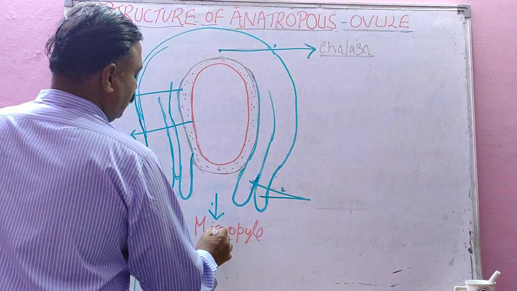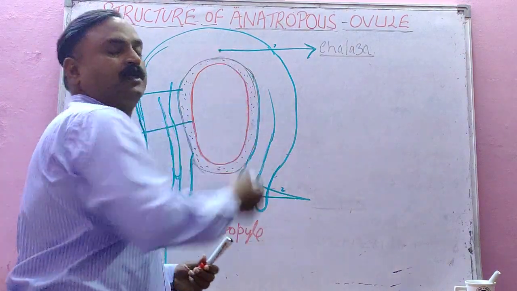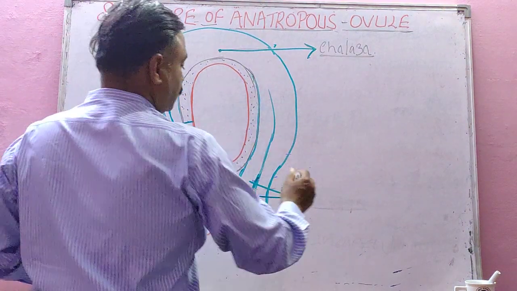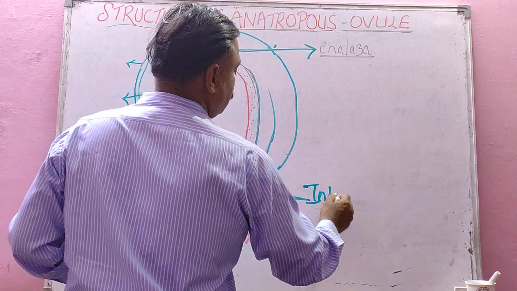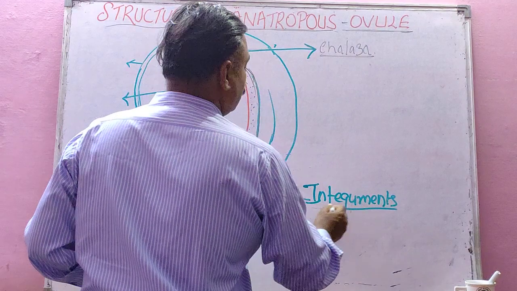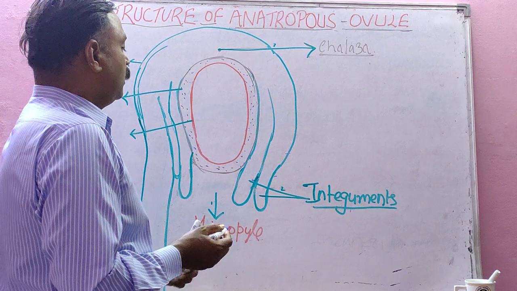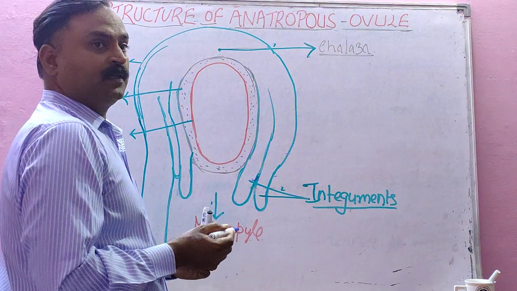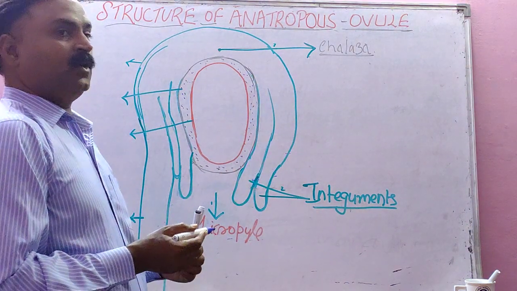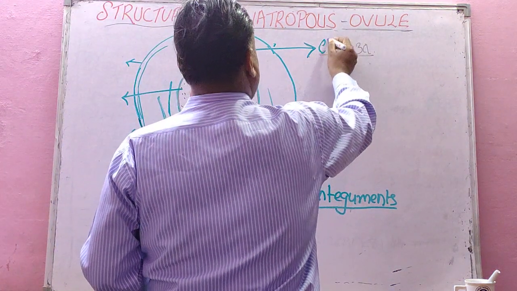Micropyle is the pore between two integuments through which your pollen tube passes. Then these two are integuments. Integuments form the protective layer of the ovule. When one integument is there, the ovule is called unitegmic, and when two are there, it is called bitegmic, isn't it? This is chalaza or chalaza land.